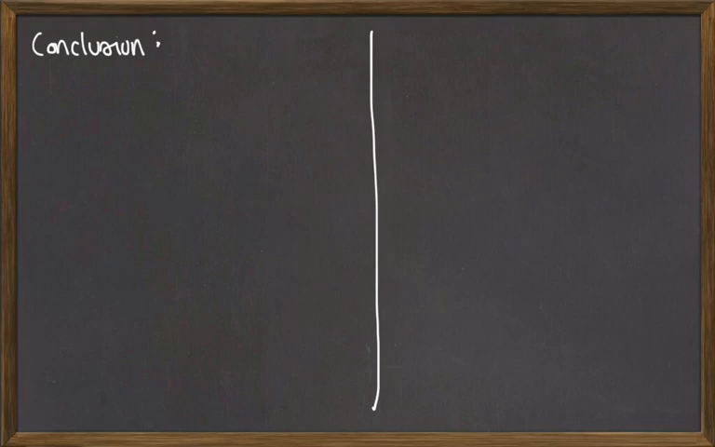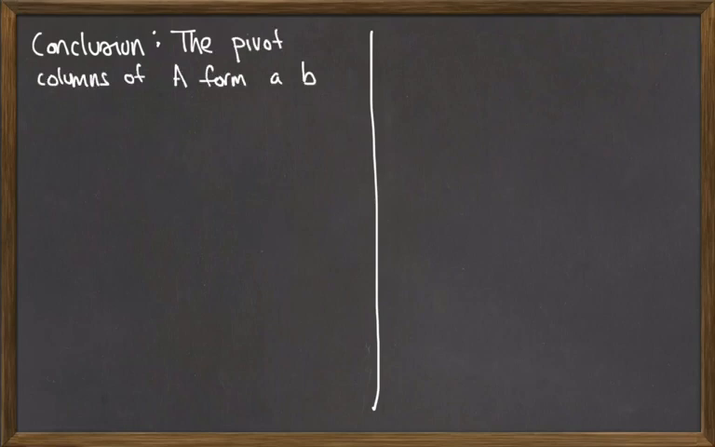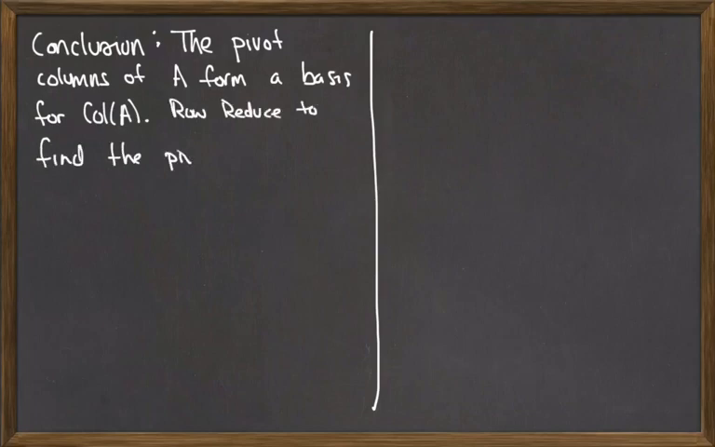All right, well, here's our big conclusion, what we observed from this example. The pivot columns of a matrix A form a basis for the column space of the matrix. So if you want to find a basis for the column space of a matrix, you should row reduce to find the pivot columns and then go back to the original matrix. Those vectors, the pivot vectors in the original matrix, form a basis.